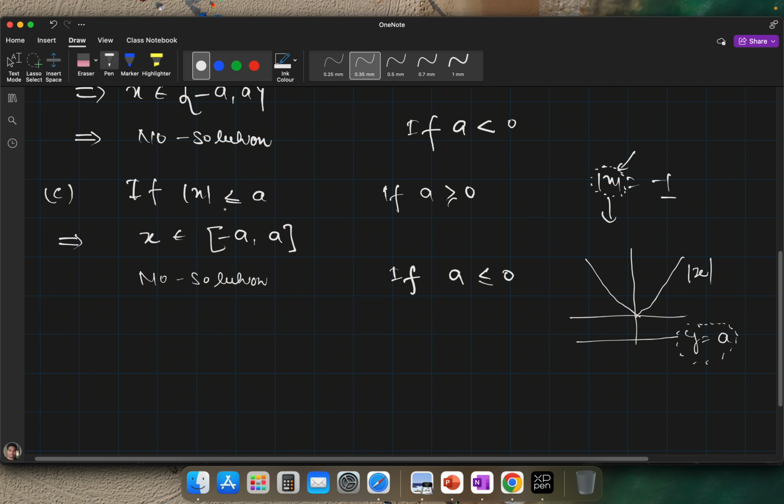But in this case, suppose a was a positive number and this was the graph of mod x. If a was a positive number, then the line y equals a will definitely intersect.